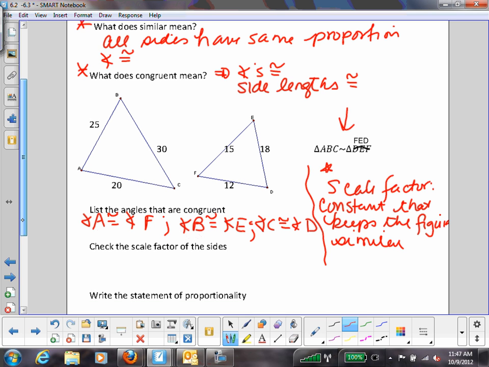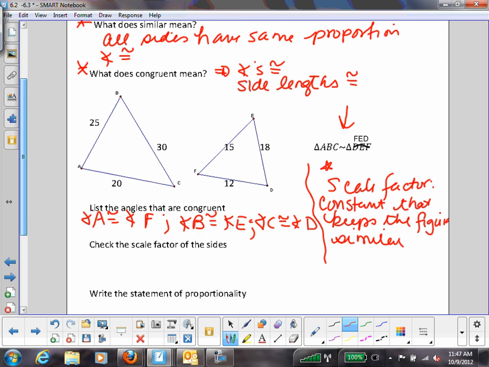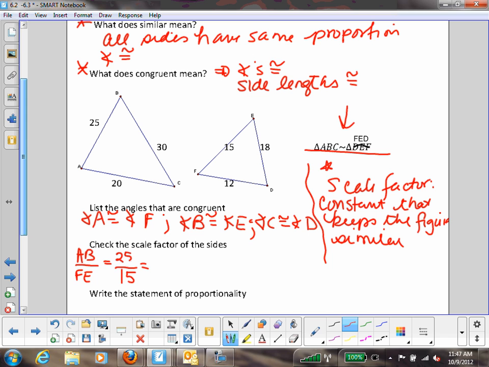All right, so let's check the scale factors of the sides. Again, this statement will tell us how to set up our sides. AB is going to correspond to FE. So that means AB's length is 25 and FE's length is 15. And that reduces down to what? 5/3. This is a scale factor. It's always in reduced terms. And if these figures are truly similar, unless I made a mistake, we should get the same scale factor when we compare the other two sides.